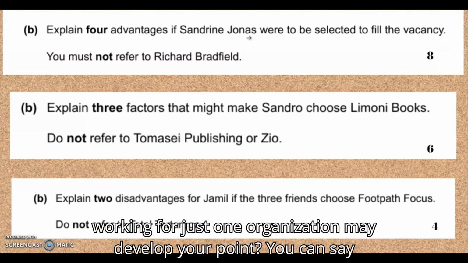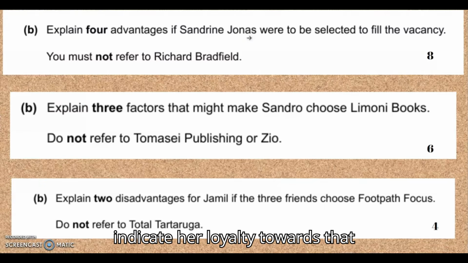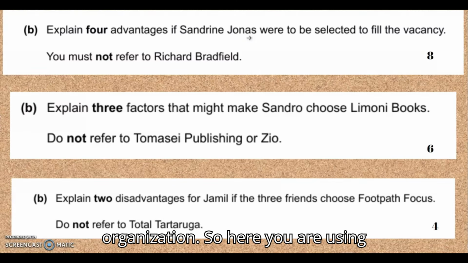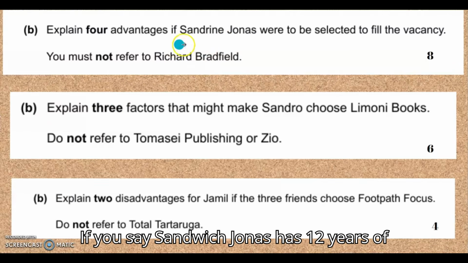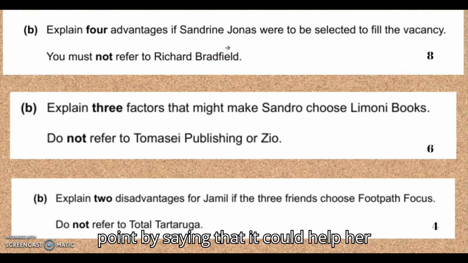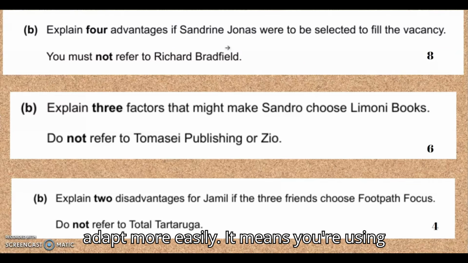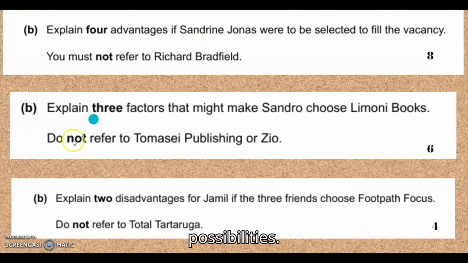You can say working for just one organization may indicate her loyalty towards that organization. So here you are using modal verbs. If you say Sandrine Jonas has 12 years of working experience, you can develop that point by saying that it could help her adapt more easily. It means you're using modal verbs here to show all the possibilities.